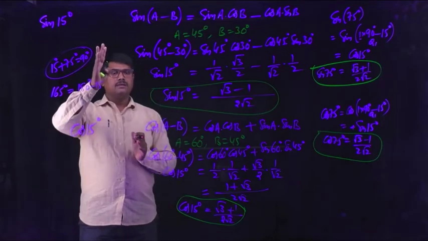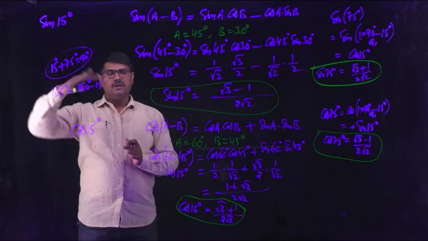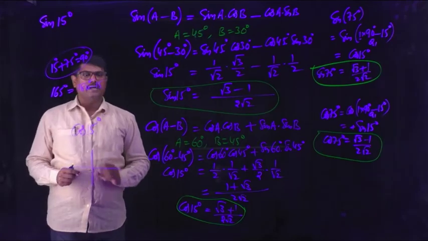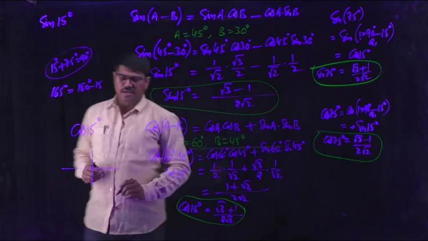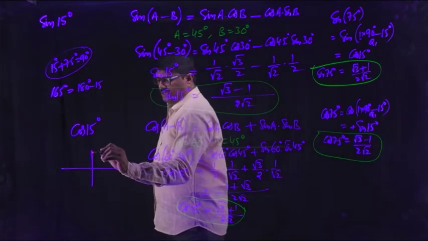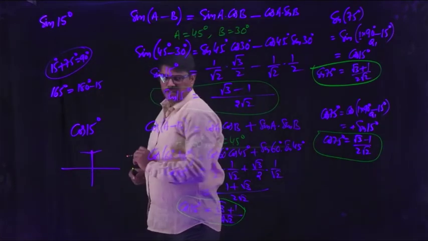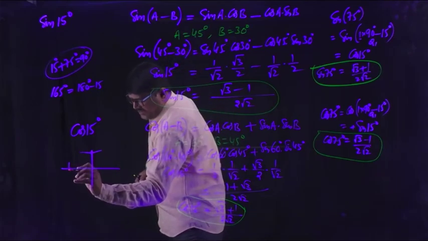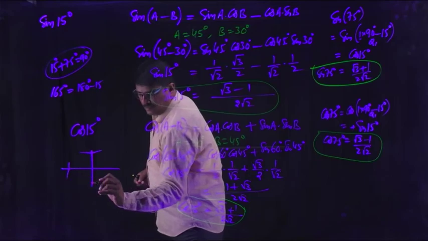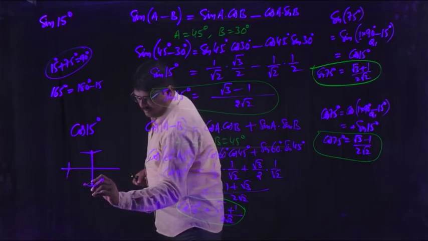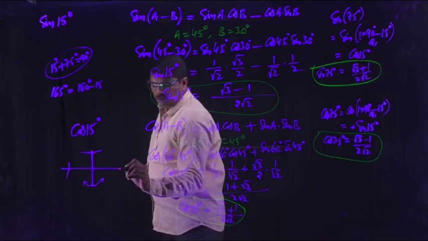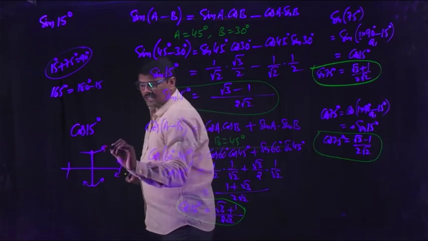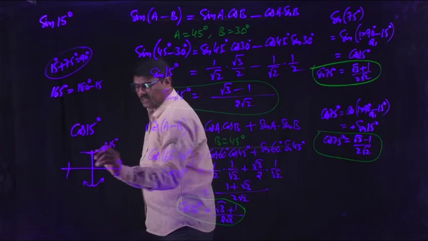90, 90 minus 15, 90 plus 15, 180, like this. This is the coordinate system we consider in trigonometric ratios. This is 90. For 90 minus 15 and 90 plus 15, you are now able to find both. 180 minus 15, 180 plus 15. 270 plus 15, 270 minus 15. 360 plus 15, 360 minus 15. So these are the values you can establish.